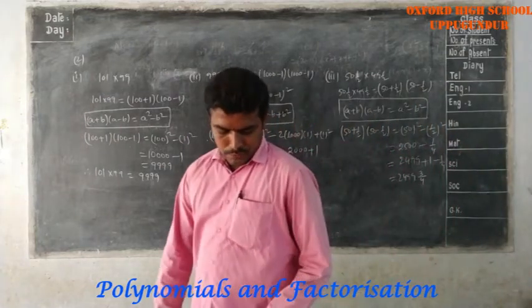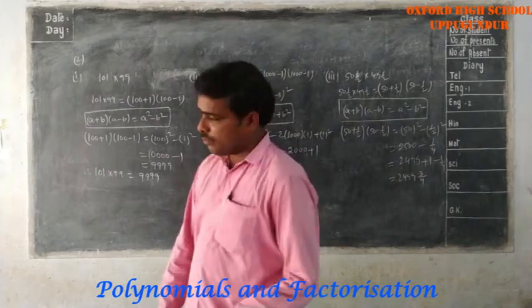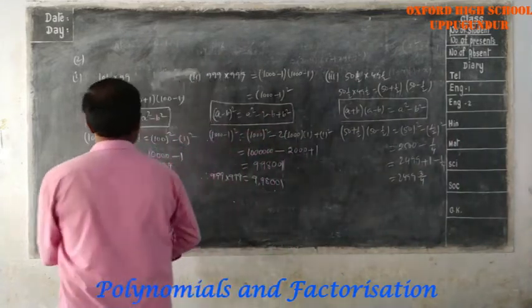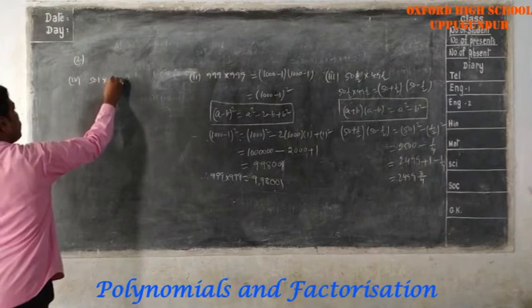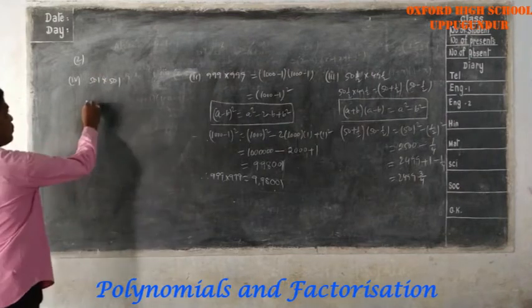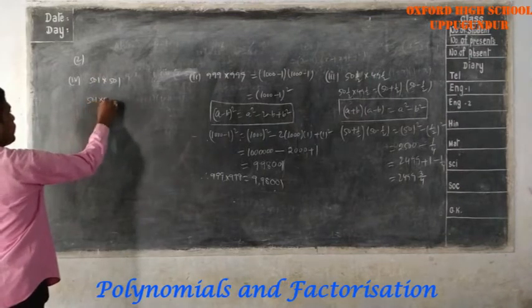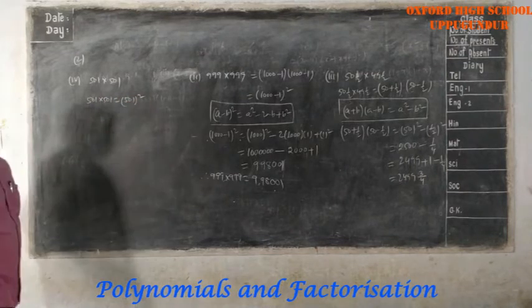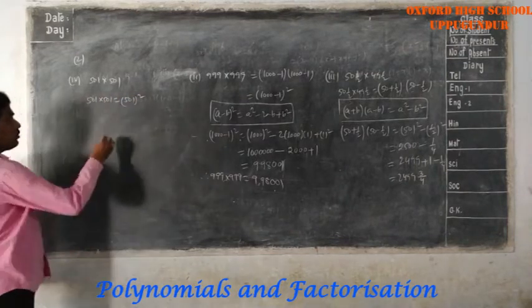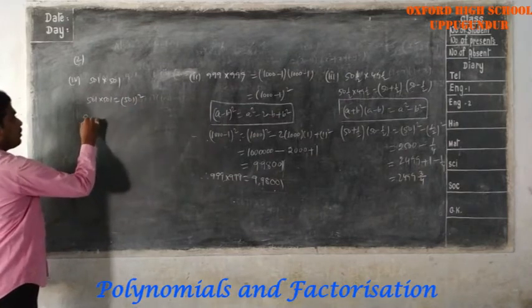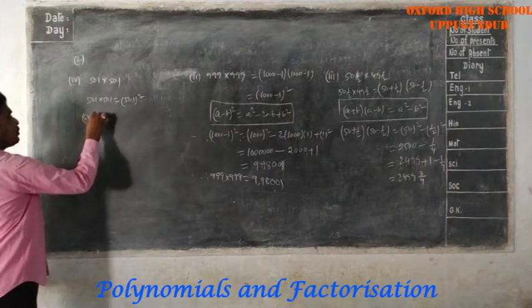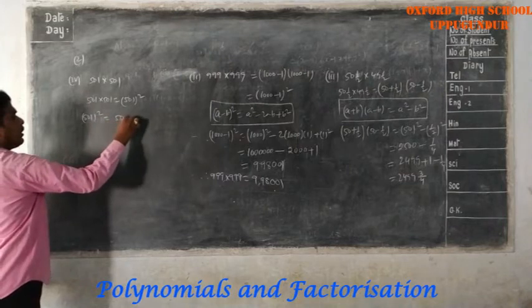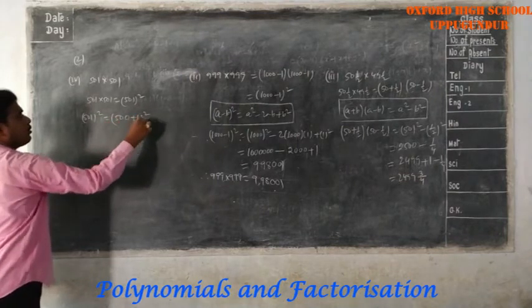Next one. Fourth one. 501 into 501. So you can write 501 into 501 as 501 whole square. This you can write as 500 plus 1 whole square.